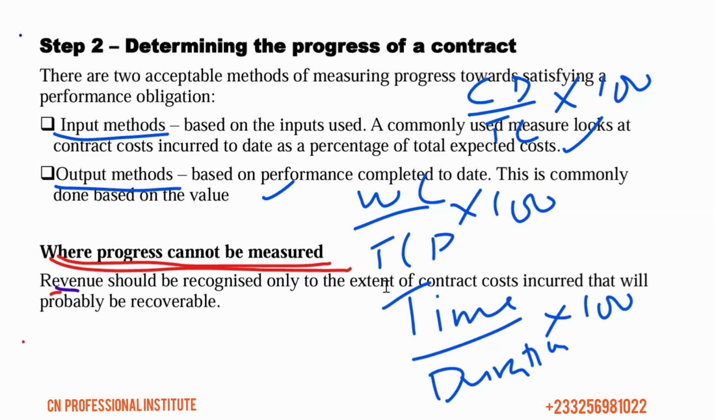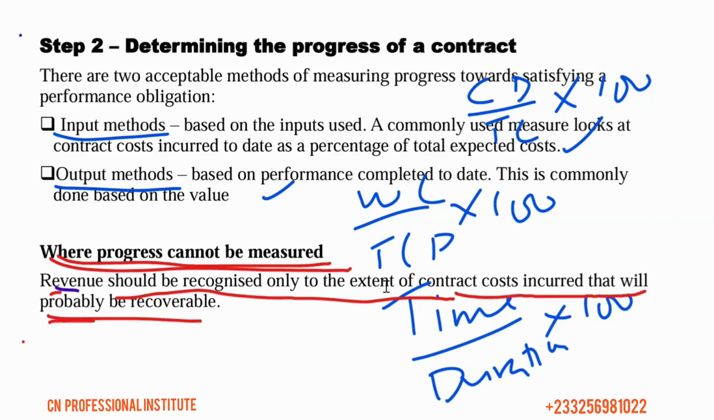Or with the output method, it is work certified over total contract price. Let's say you can't get the work certified, and so you can't determine your progress. That's why it says if the progress rate cannot be determined, revenue should be recognized only to the extent of contract cost incurred that will probably be recovered.